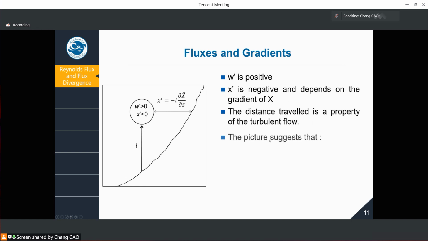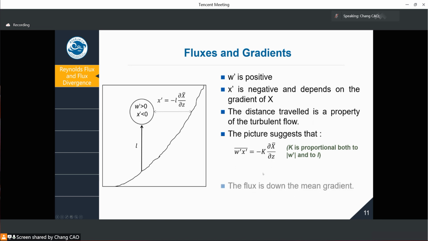And if we consider the Reynolds flux, what we have just learned before, it equals minus K times the gradient of X, the z derivative of mean X. So this means that the K here is proportional both to the absolute value of W prime and also to L. But from this, we know that the flux is of the opposite sign to the gradient.